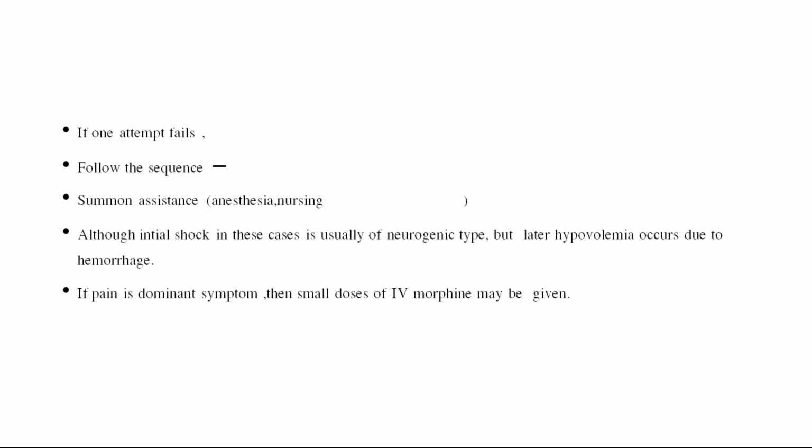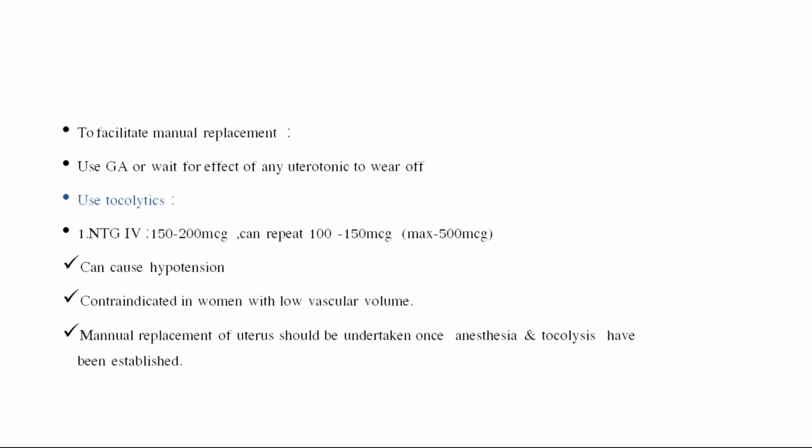If one attempt fails, always call for help. In these cases, don't take it for granted that you can do it alone. Always take the help of an anesthetist, nursing staff, and if possible, even your colleague. The initial shock is neurogenic in type, and we have to improve it. If there is hemorrhage, we have to start an IV line. If pain is the dominant symptom, we can give sedation to that patient. Under general anesthesia, we will try to replace it into the uterine cavity.